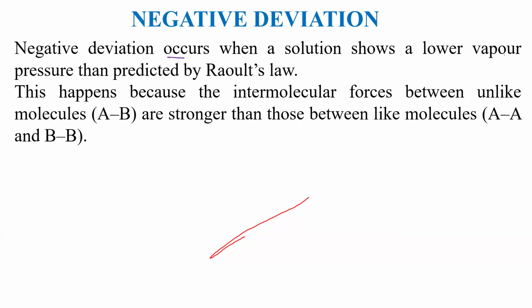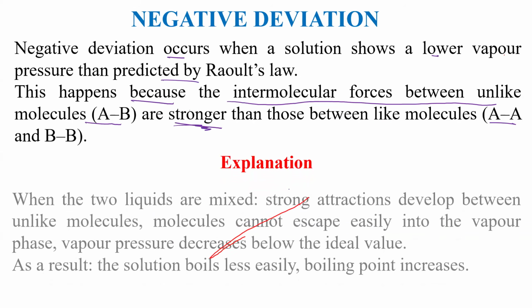Negative deviation occurs when a solution shows a lower vapor pressure than predicted by Raoult's law. Okay, good. This happens because the intermolecular forces between unlike molecules of A and B are stronger than those between molecules of A and A, and B and B. Do you think you can explain how this happened? Why is it that the intermolecular forces of attraction between unlike molecules are stronger, or why does it show a lower vapor pressure than the predicted one? They have already given us the reason, but we need more explanation to understand this deeper. The explanation is here. We are not going to take much time on that, but you can read for us that explanation.